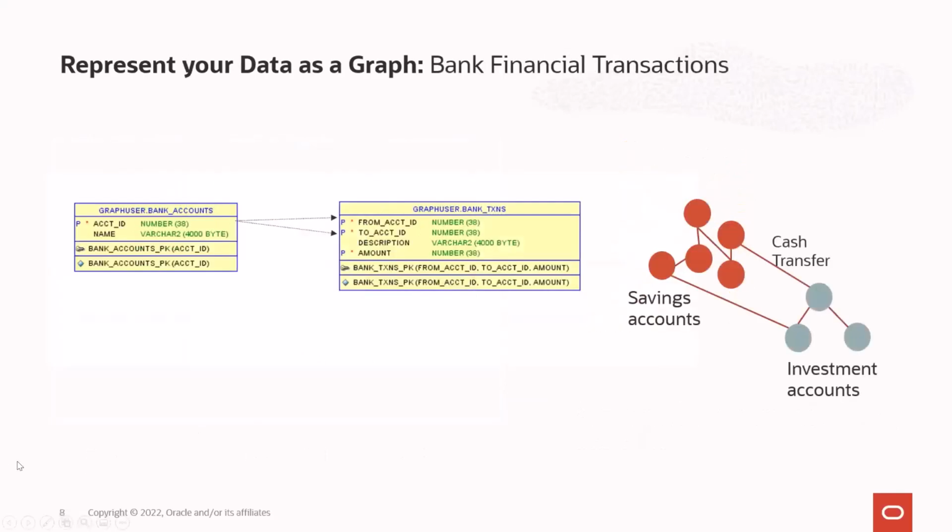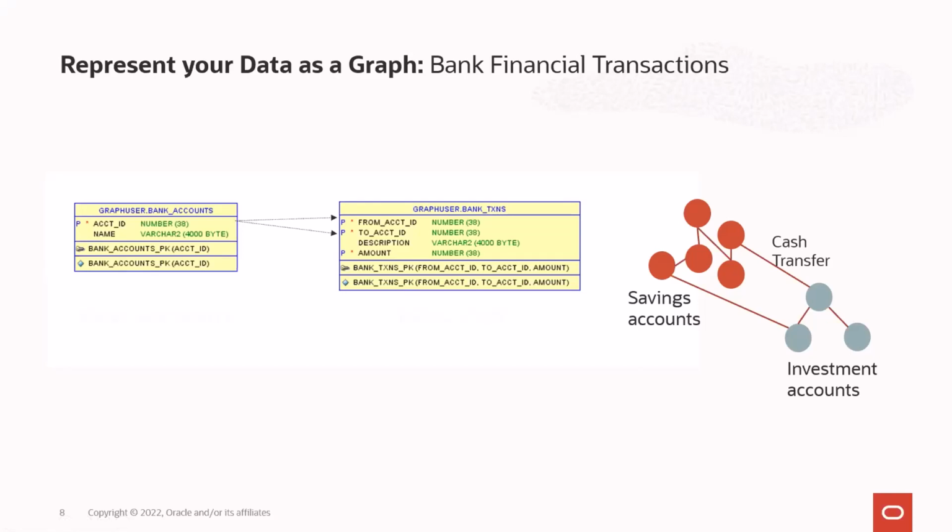This bank graph example includes a table of bank accounts and a table of cash transactions between those accounts. Bank account holders are naturally entities. And whenever a bank account transfers cash to another account, that's a relationship between those two accounts, and that relationship gets modeled again as an edge between those two accounts.